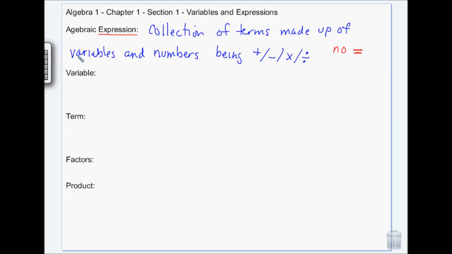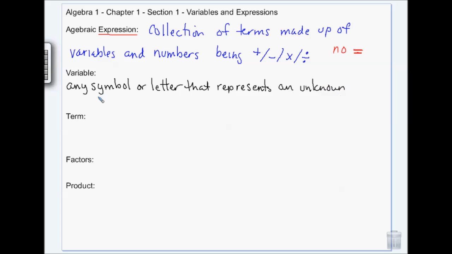A variable is just any letter or symbol that represents an unknown number, being added, subtracted, multiplied, and divided. So variables can be any number or letter, like any symbol or letter that represents an unknown number. Okay, a term.